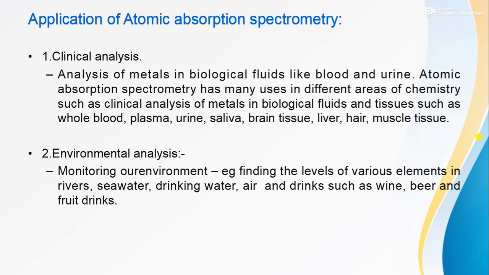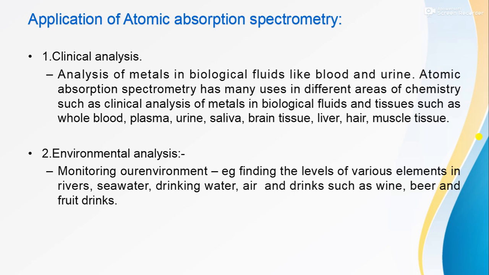Application of atomic absorption spectrometry. 1. Clinical analysis. Analysis of metals in biological fluids like blood and urine. Atomic absorption spectrometry has many uses in different areas of chemistry, such as clinical analysis of metals in biological fluids and tissues such as whole blood, plasma, urine, saliva, brain tissue, liver, hair, muscle tissue.